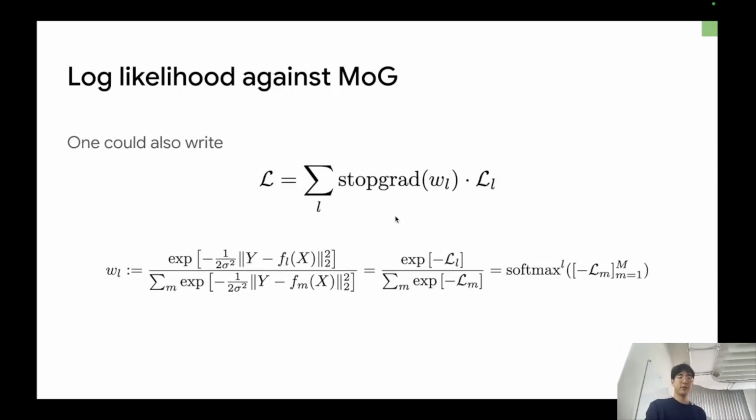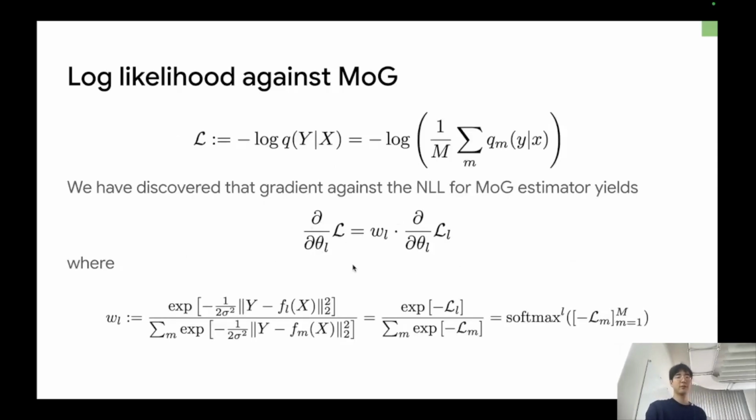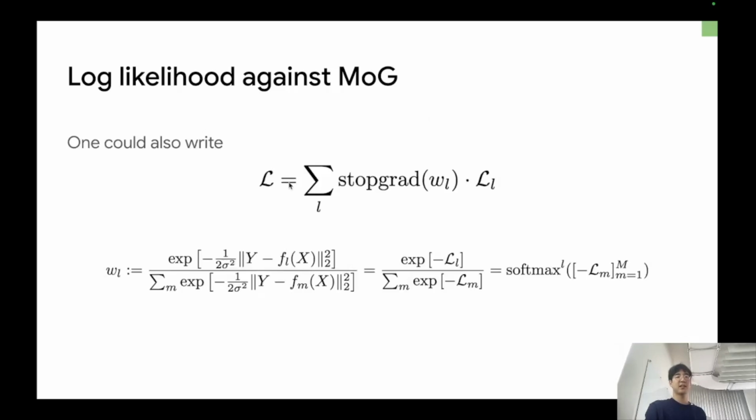Yet another way to write this equation down is to say, actually, you know what? You can write down your loss value for the whole network as a sum over individual losses for each expert. You can basically train each of the experts individually, except that you want to put WL and you don't want to pass the gradient through this WL, right? And WL is again the softmax values.